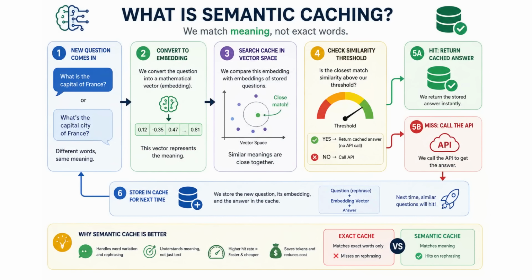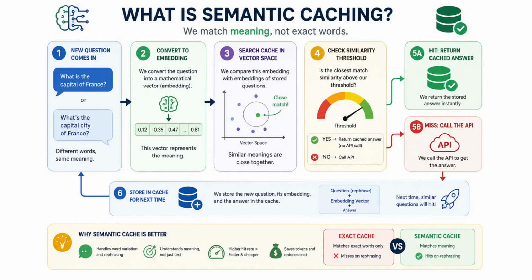So what exactly is semantic caching? Instead of comparing two questions character by character, we compare what those questions mean. We do this using something called an embedding. An embedding is a mathematical vector, a list of numbers that represents the meaning of a sentence. Sentences with similar meanings will have vectors that are close together in what we call vector space.